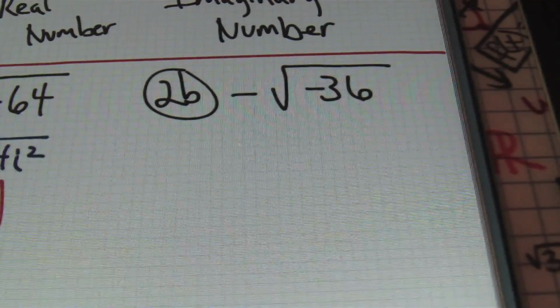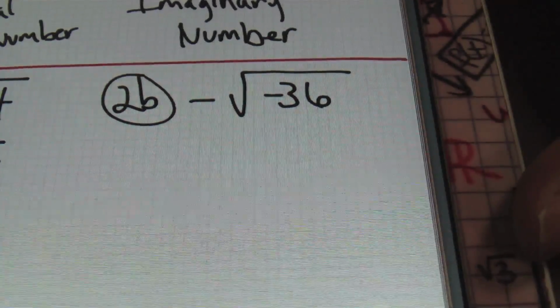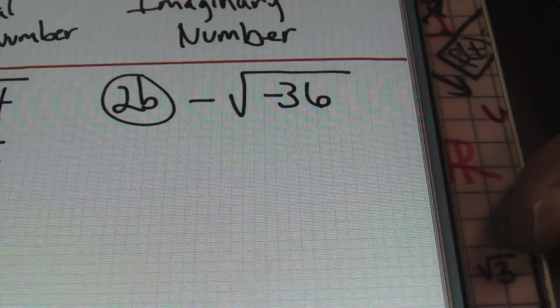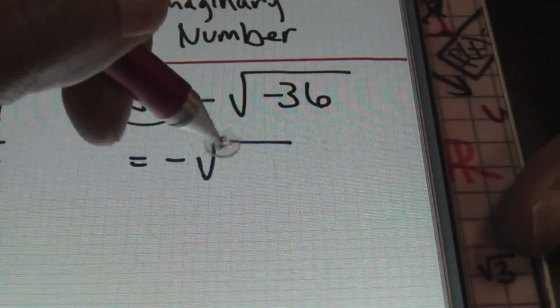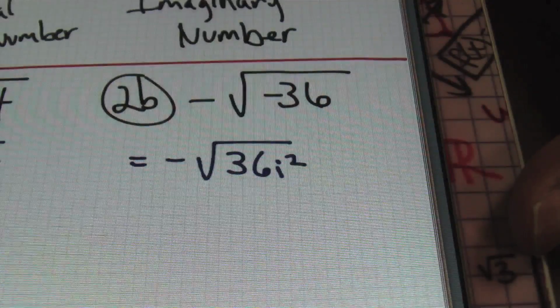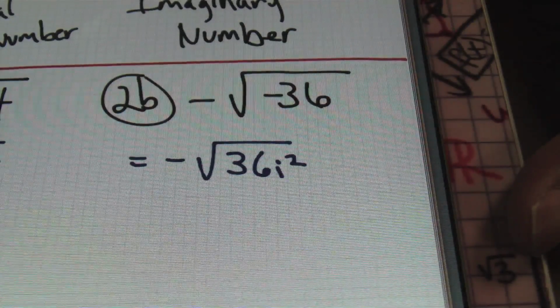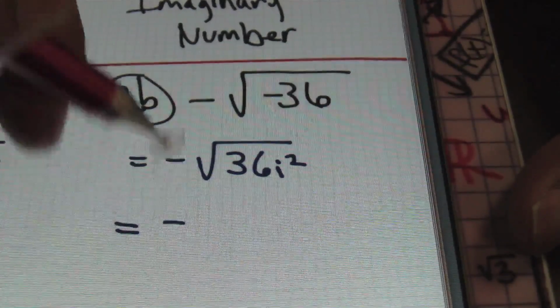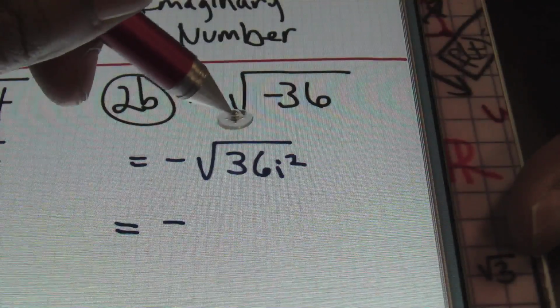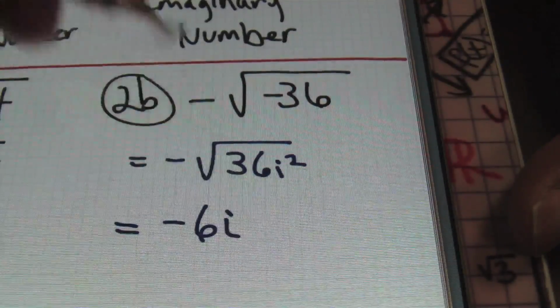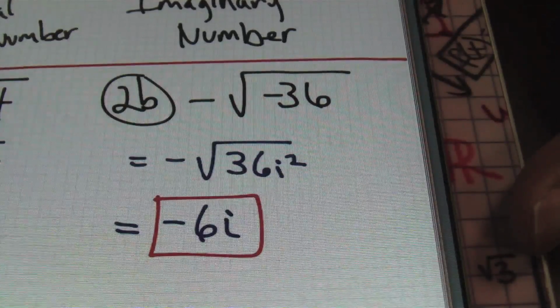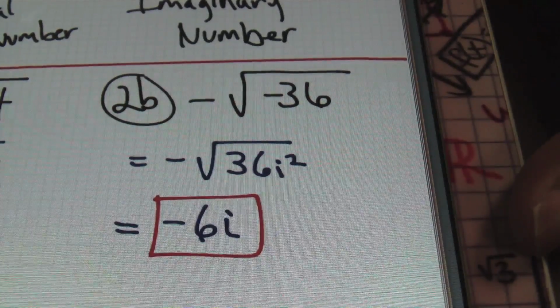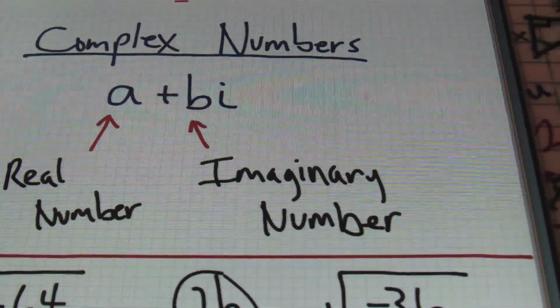All right? 2b. We have the opposite or negative square root of negative 36. So what I'll do here is I'll rewrite this as a negative square root of 36i squared. Once I have it rewritten this way, I can go ahead and bring down that negative sign, and the square root of 36i squared will just be 6i. So that gives me an answer of negative 6i for 2b. That's right. Let's keep it moving, ladies and gentlemen.